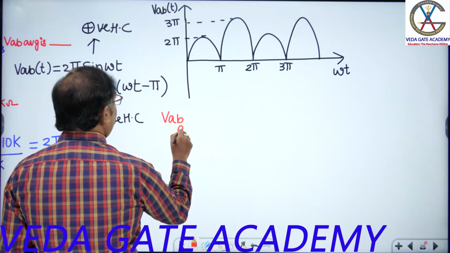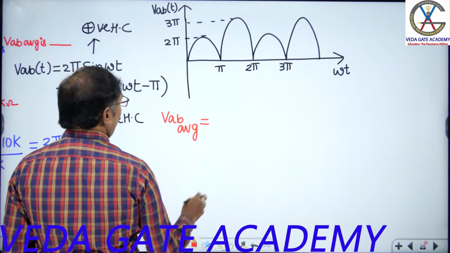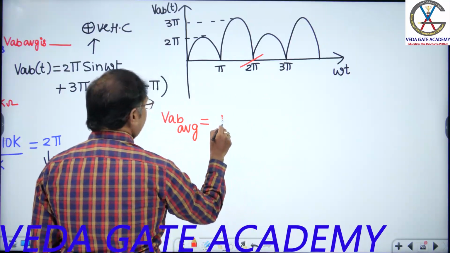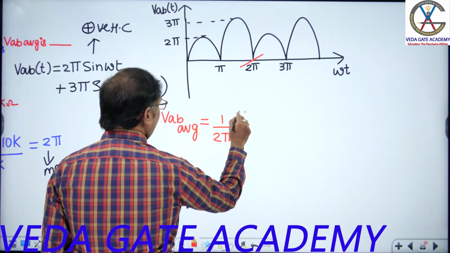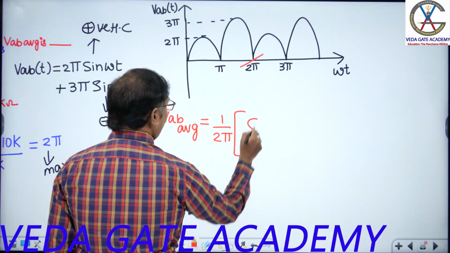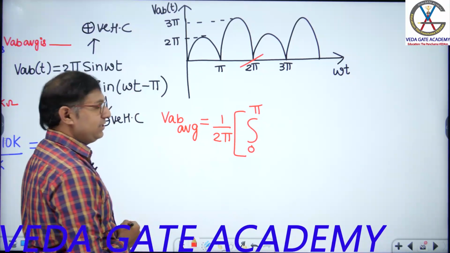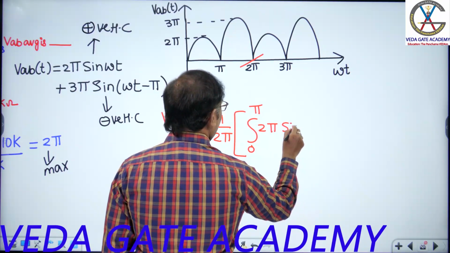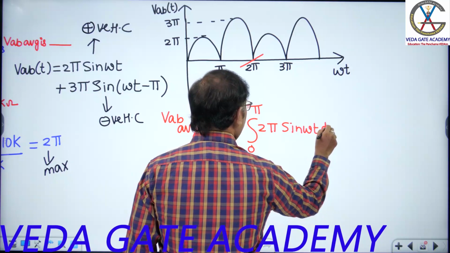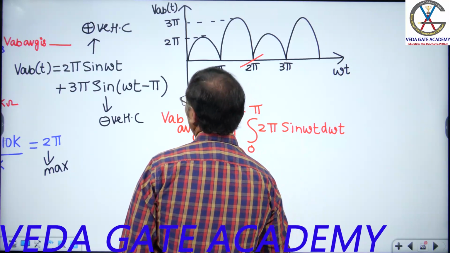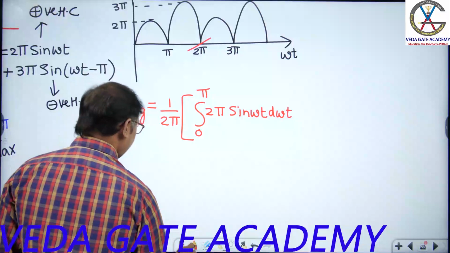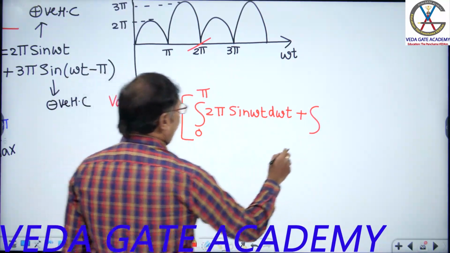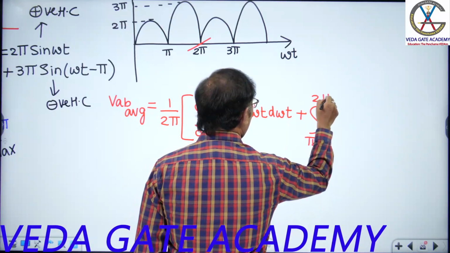What is VAB average? What is the time period of the waveform? The time period is up to 2 pi. Okay, 1 by 2 pi, integral 0 to pi. What is the function? 2 pi sine omega t d omega t, plus integral pi to 2 pi.